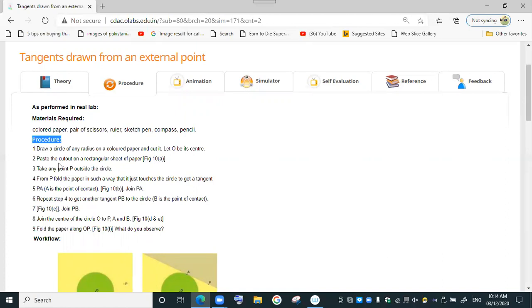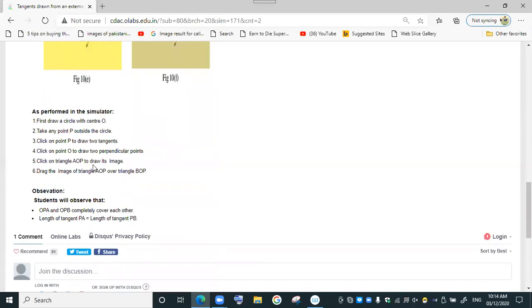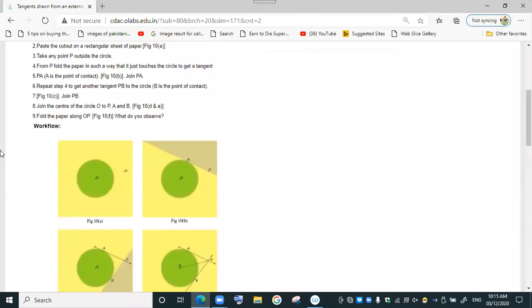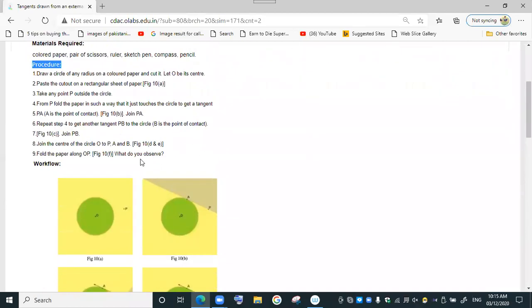And you will write this procedure. You will do this procedure, but on the computer I will show the simulator, because on the computer we can do the same thing by animation. So here, as per the procedure, draw a circle of some radius on the colored paper and cut it. Let O be its center. One circle you draw and cut.